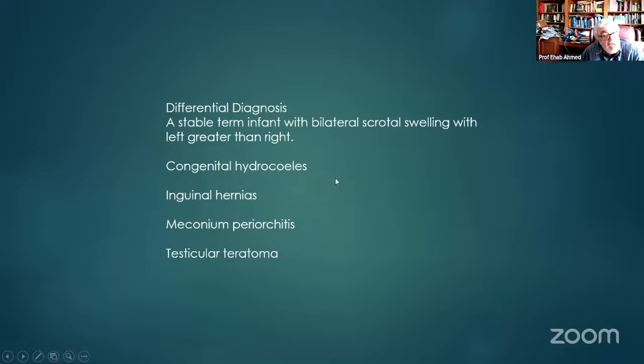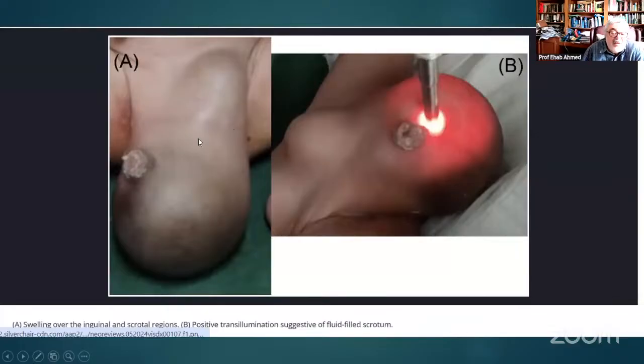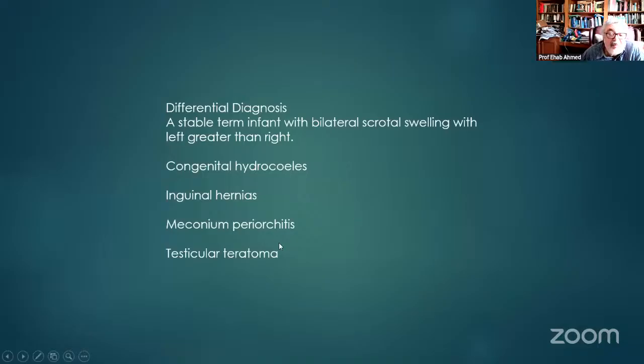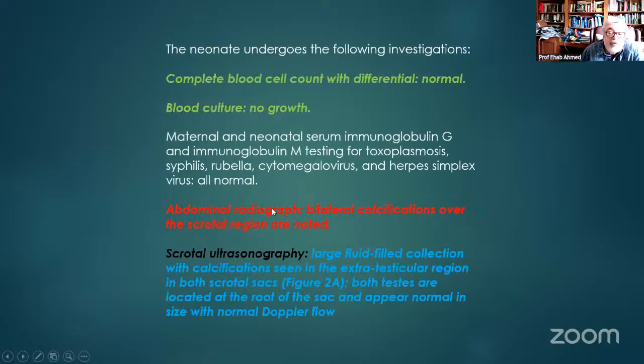Inguinal hernias, maybe. It could be bilateral inguinal hernias with some hydrocele, as you said, but there is something wrong here. Meconium periorchitis. This is the diagnosis that Abir mentioned, but she didn't mention this term. Testicular teratoma, yes, but bilateral, this would be very, very unlikely. So it's not hydrocele, it is not a simple hernia. It's more than hernia. Teratoma, we don't know. Meconium periorchitis is a very good possibility, although it's very rare.